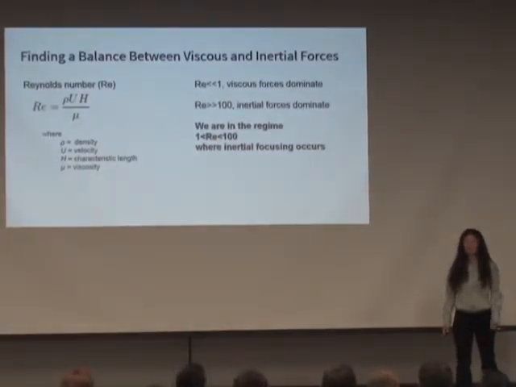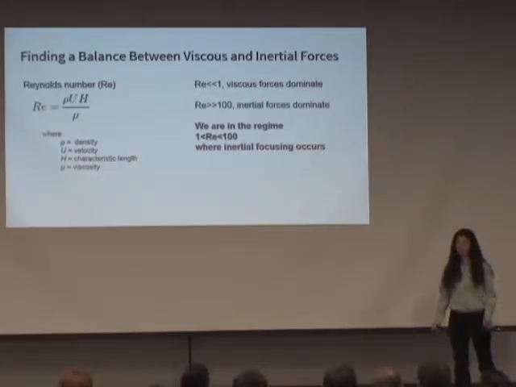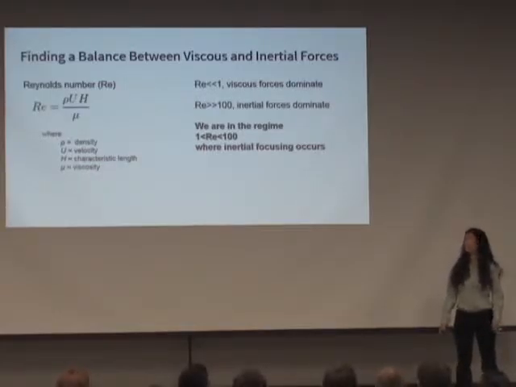Here's some background. Reynolds number is characteristic of fluid flow. With very small Reynolds numbers, viscosity is the dominating force. For very large Reynolds numbers, inertial forces are dominant. We're really interested in the regime where these two forces are balanced, between Reynolds numbers of 1 and 100. In this regime, we get inertial focusing.